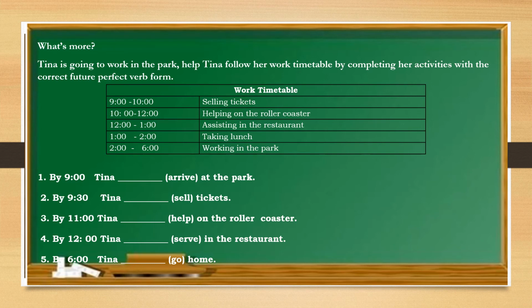Let's move on now to what's more. Tina is going to work in the park. Help Tina follow her work timetable by completing her activities with the correct future perfect verb form.